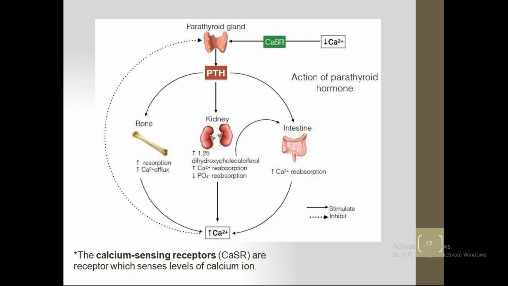Which in turn will stimulate the parathyroid gland, which will produce parathormone. This acts on the bone, increasing calcium resorption, and on the kidney, which causes increased vitamin D and calcium reabsorption and decreased phosphate reabsorption, which indirectly will act on the intestine and cause increased calcium absorption. All these mechanisms are predominantly responsible for increased calcium in the serum. After the serum calcium increases beyond the normal level, it will inhibit the parathyroid gland, which in turn will reduce the serum calcium.